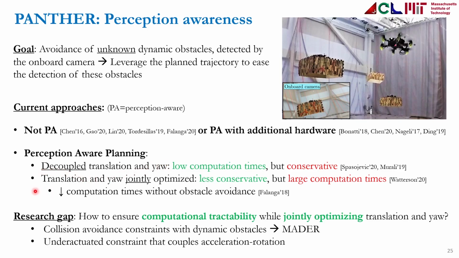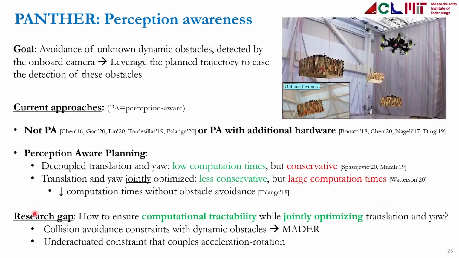Other option would be to jointly optimize translation and yaw, which of course is less conservative but comes at the expense of large computation times. Of course, if you, for example, don't perform obstacle avoidance, you can actually reduce the computation times, but as soon as you want to perform obstacle avoidance, and especially with dynamic obstacles, this computation time usually explodes. So then the research gap is how can we ensure computational tractability while jointly optimizing both translation and yaw.